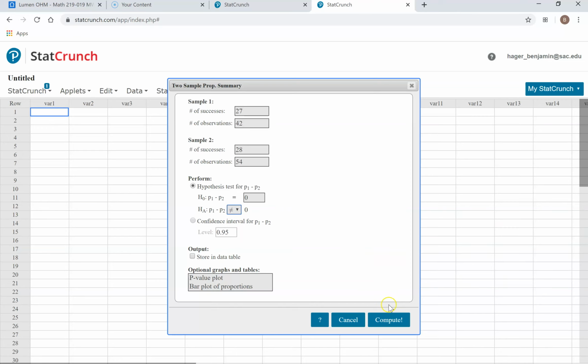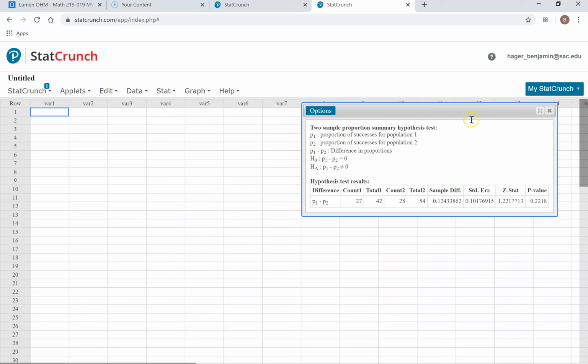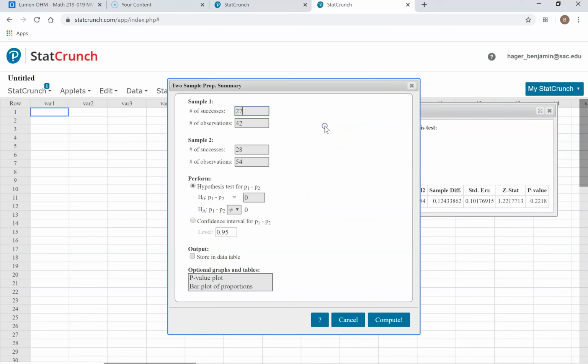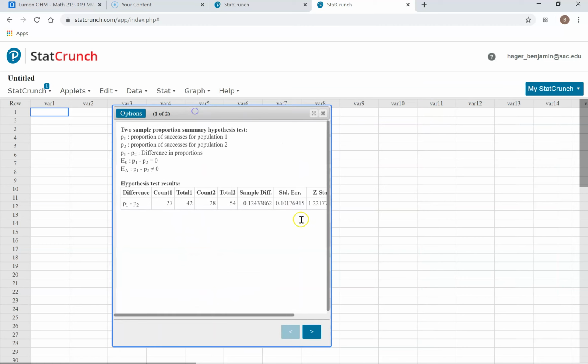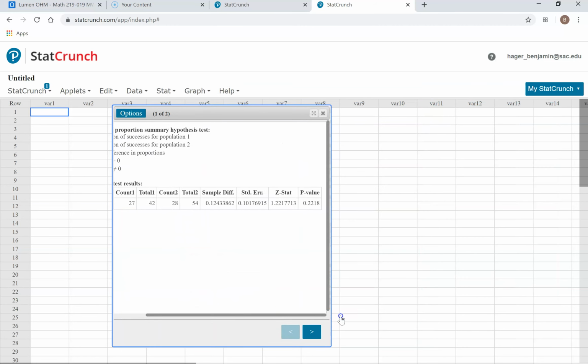Okay, let's hit compute. Oh, you know what? Let me just do it again, and we'll put up the p-value graph. Not needed, but let's just put it up. So here's what we got. We've got our test statistic, about what we found, right? 1.22. It's good. And there's our p-value, all right?